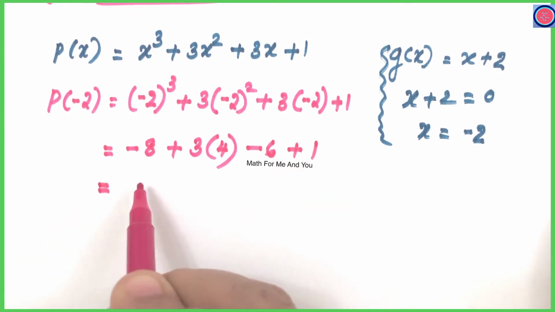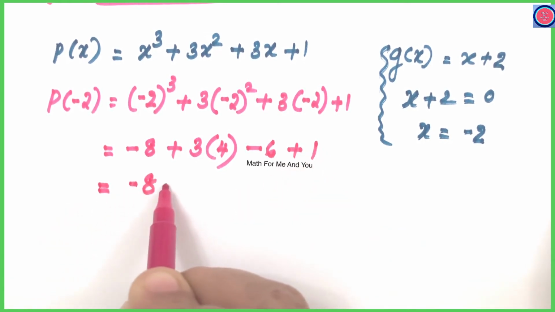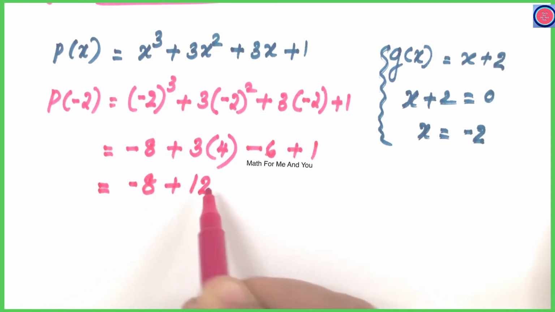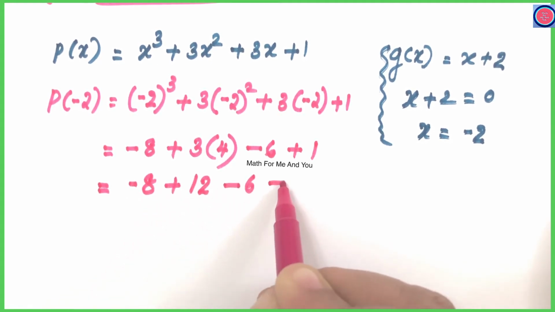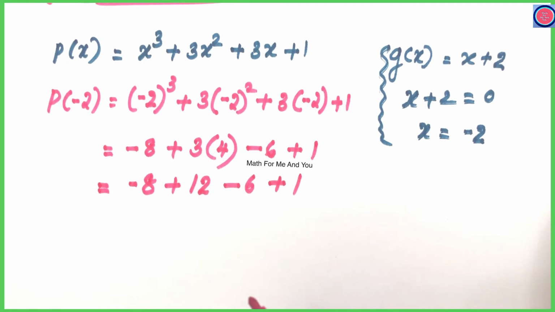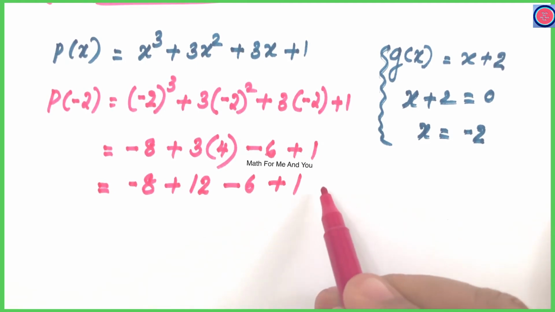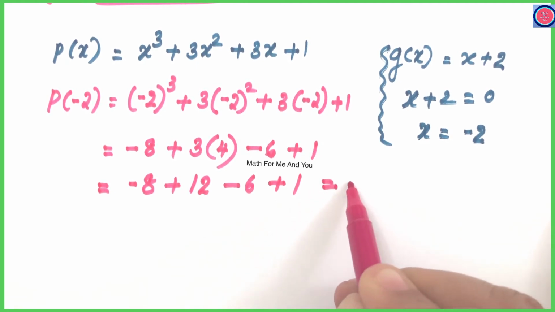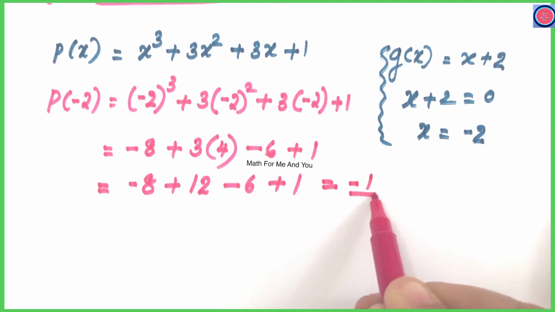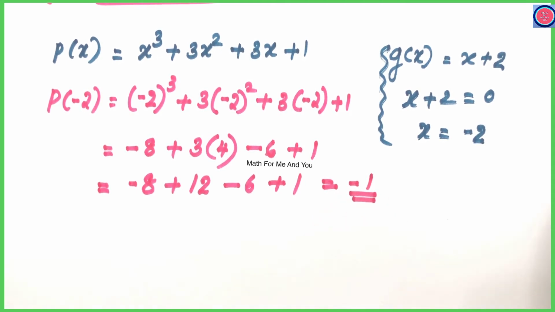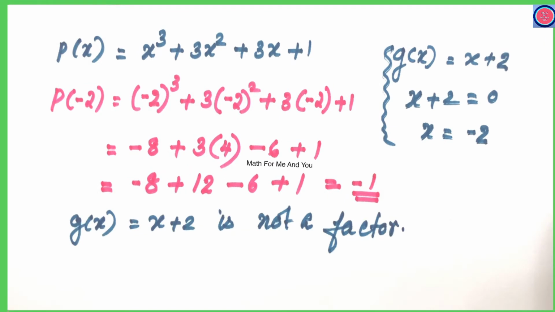Minus 8, same as it is. Plus 3 times 4 is 12. Minus 6 plus 1. Minus 8 and minus 6 together is minus 14. 12 plus 1 is 13. So we get minus 14 plus 13 is minus 1. p of minus 2 is minus 1. The remainder is minus 1. That means we can say here that g of x is not a factor of p of x.